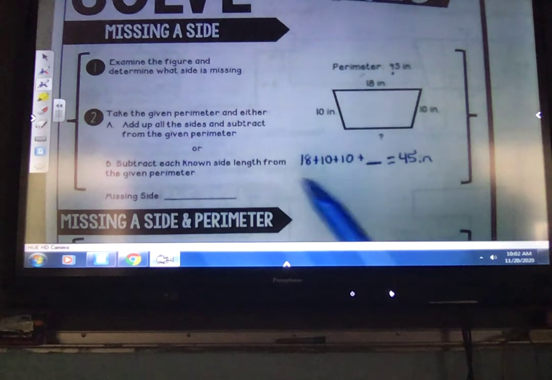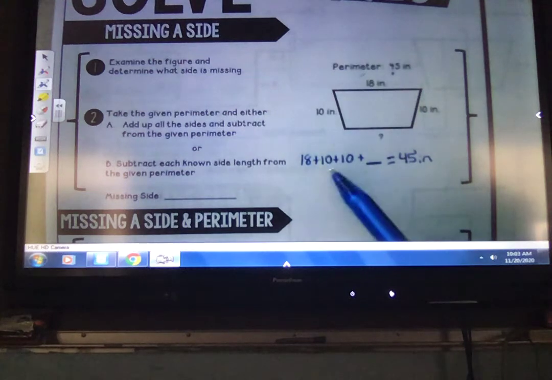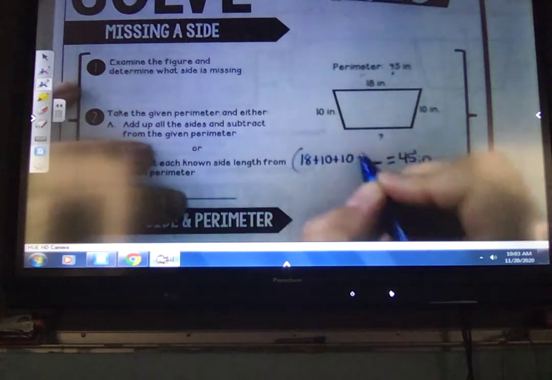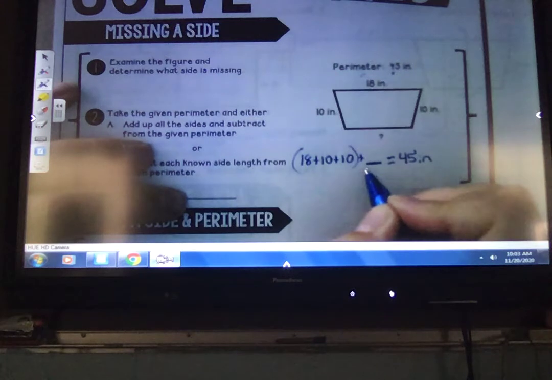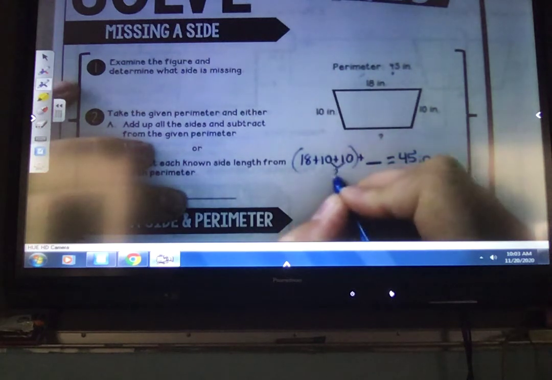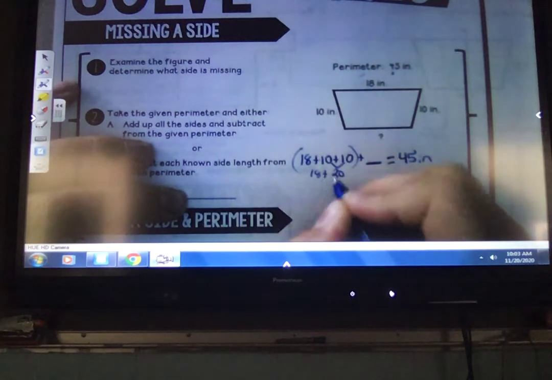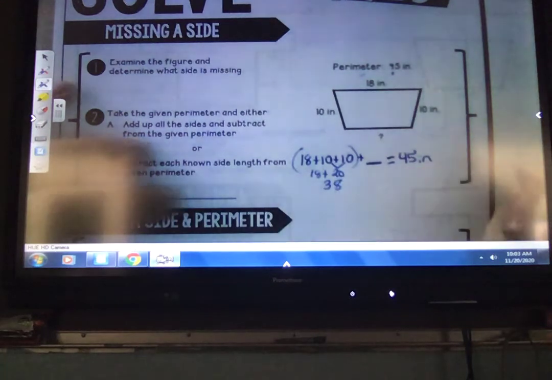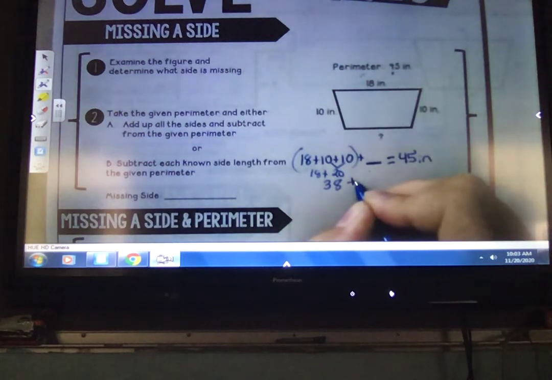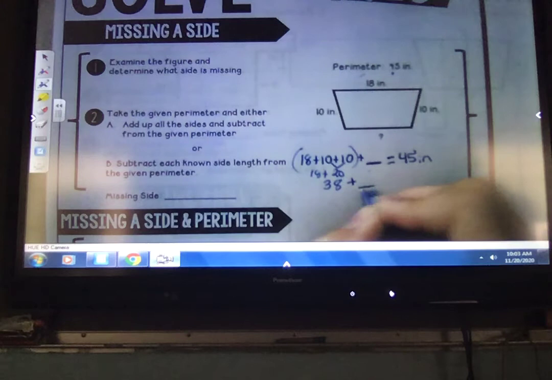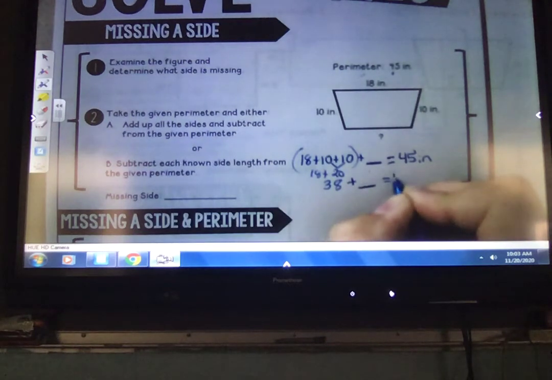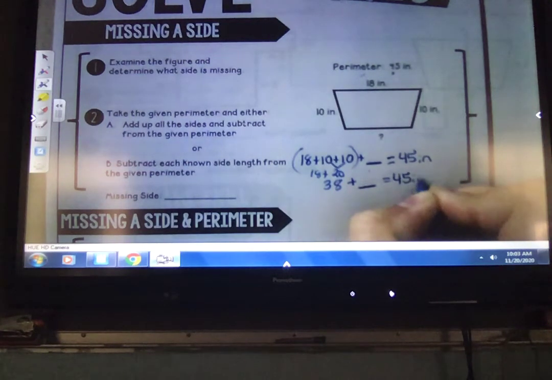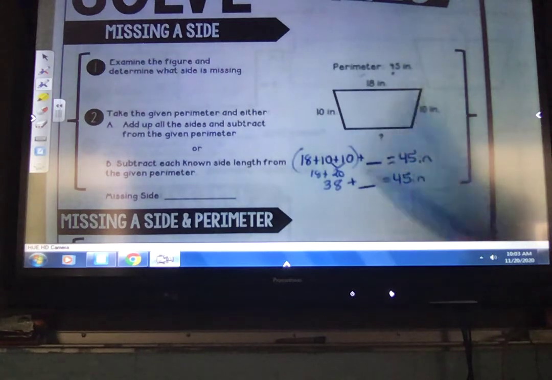So we need to put together the numbers we do have. So we're going to add together the 18 and the 2 10s. Well, I know 2 10s is 20. And 18 plus 20 is 38. So now I have 38 is what I do know. Plus this missing side has to equal 45. Because the perimeter was 45.